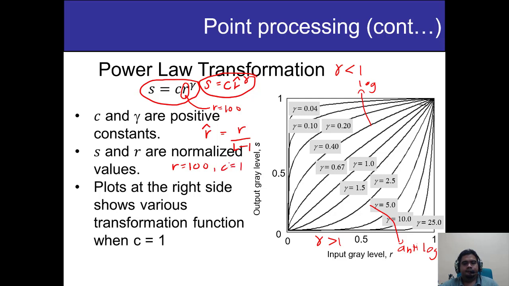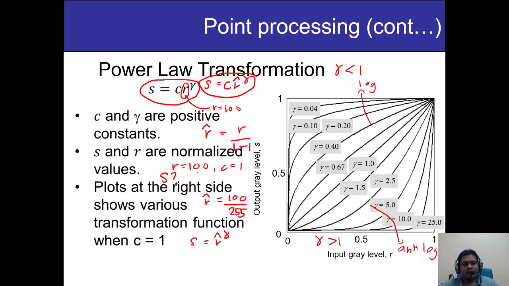So in other words, for example, if your R equal to 100 and your C equal to 1, what is your S? What you need to do is calculate the R hat first. R hat is your 100 divided by, if your image is 8 bit per pixel, then your L minus 1 is 255. Once you calculate this one, you get the R hat there, then you apply it inside this formula, S equal to R hat to the power gamma.